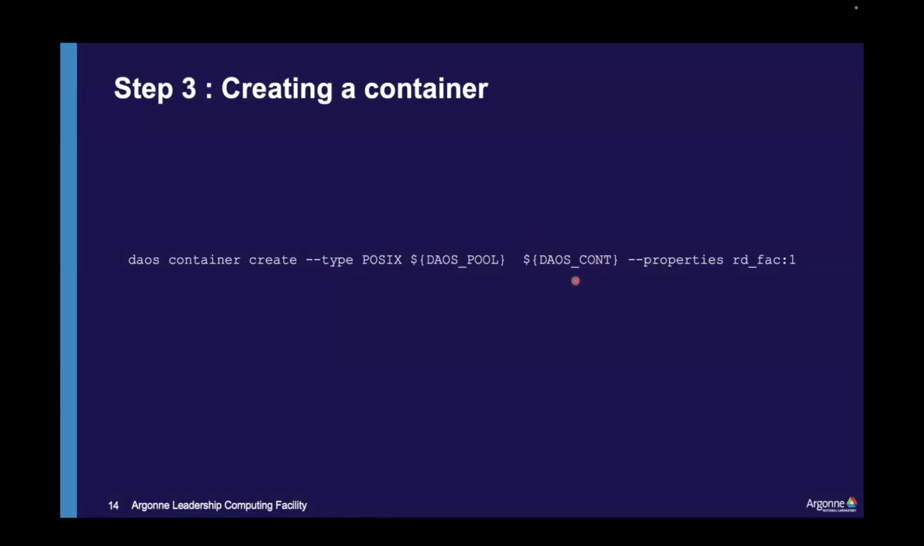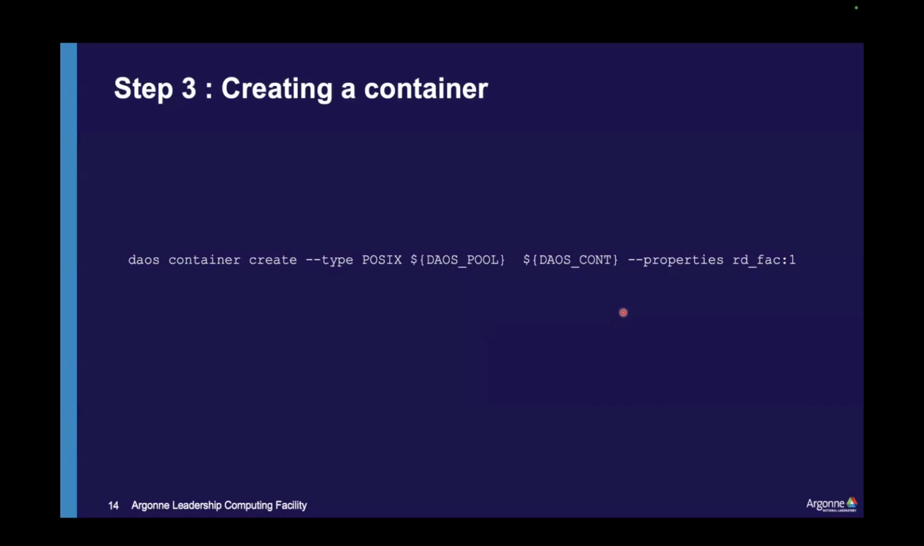DAOS container create, a POSIX container, the pool name that you got from the support, and you can put any label that you want, and you can set the redundancy factor. The redundancy factor is, suppose one of the DAOS servers goes down, you'll be able to rebuild your data from the other redundant servers. There are a lot of intricacies that can be added here, like increasing the redundancy factor, and adding optimizations like O-class, file O-class, all this. The deep dive will be covered by Paul in the next talk.